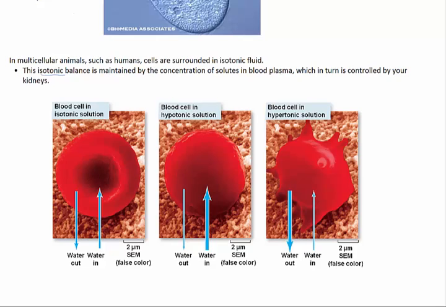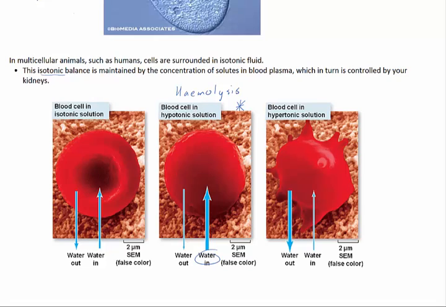If the salt concentration of the plasma decreases, in other words, becomes less salty, red blood cells will be in a hypotonic solution because there is less solute outside of the cell than inside the cell. And this will cause water to flow into the cell faster than it leaves, causing the cell to swell and possibly even burst. This is referred to as hemolysis when a red blood cell bursts.